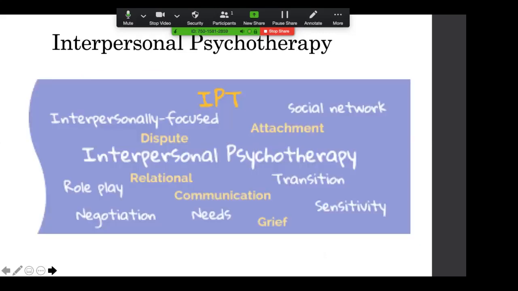Interpersonal psychotherapy is also known as IPT. It is a time-limited, focused, and evidence-based approach to treat mood disorders. How this works with domestic violence victims is that it helps the victims manage unresolved grief and deal with life transitions.